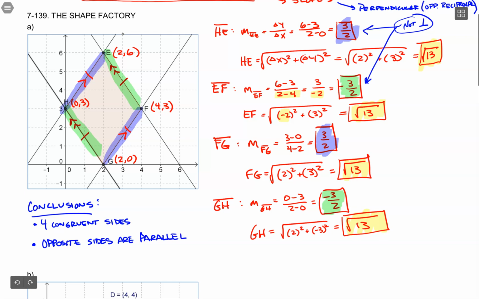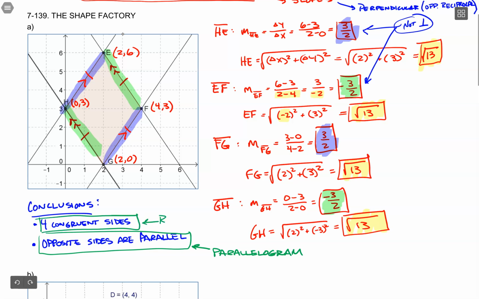So this idea right here, this makes it a parallelogram. But we can even be more specific than that. The fact that we have 4 congruent sides makes it a rhombus. By definition, that's what a rhombus is. So let's go ahead and finish this off with a nice conclusion.